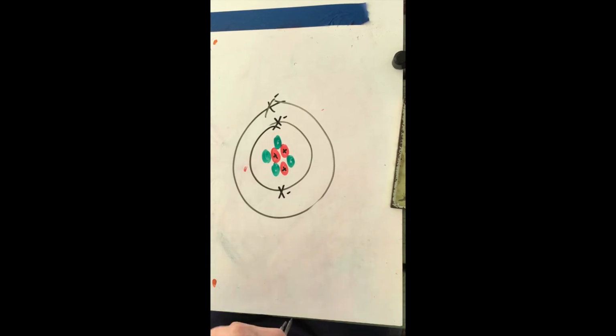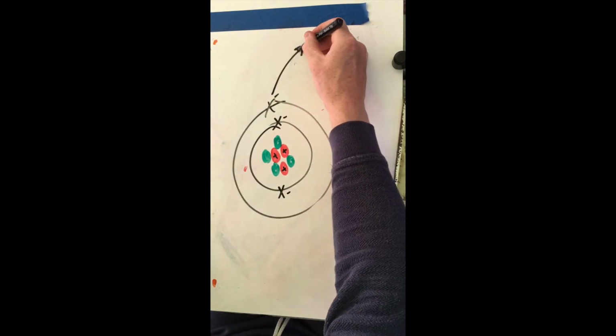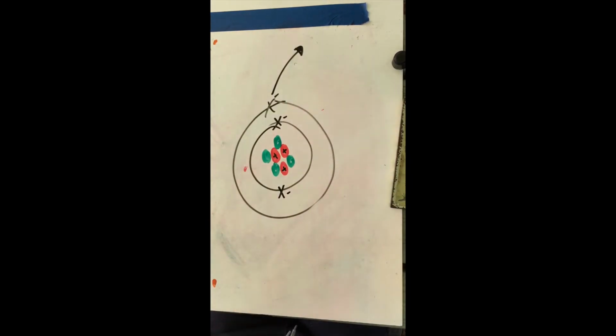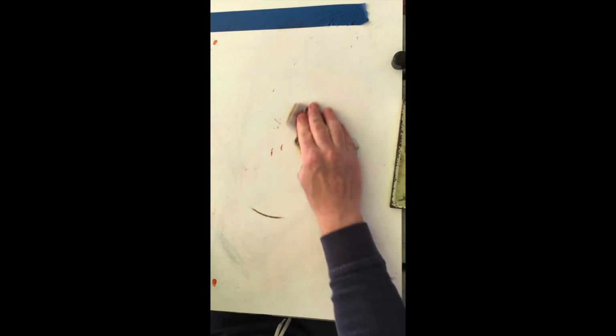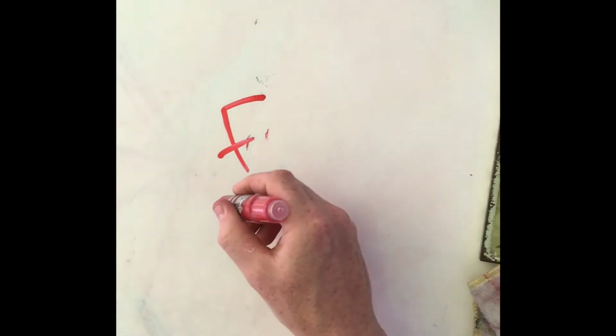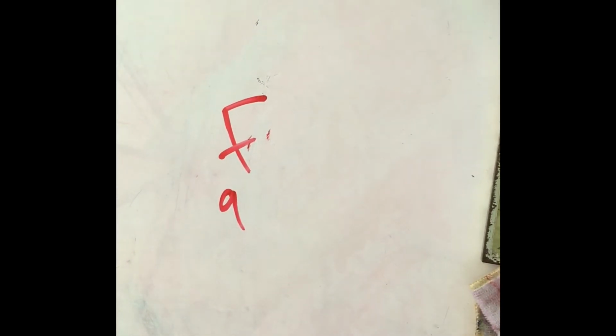Now the thing that any element is trying to do is trying to get to a full outside shell. So this one on the outside wants to either be shared or it wants to migrate, it wants to disappear, it wants to go somewhere else. Because if I'm trying to get to 8, then it's really, really difficult for me to gain 7. I want to maybe just get rid of 1.